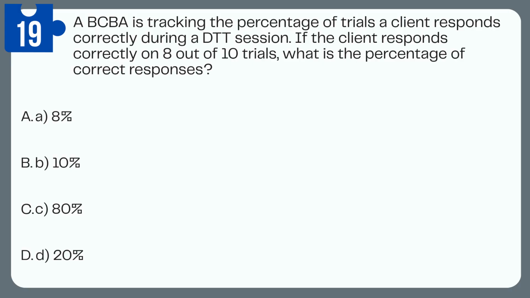Question 19. A BCBA is tracking the percentage of trials a client responds correctly during a DTT session. If the client responds correctly on 8 out of 10 trials, what is the percentage of correct responses? A. 8%. B. 10%. C. 80%. D. 20%.